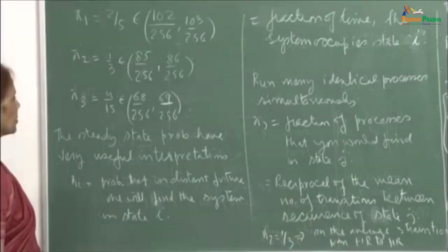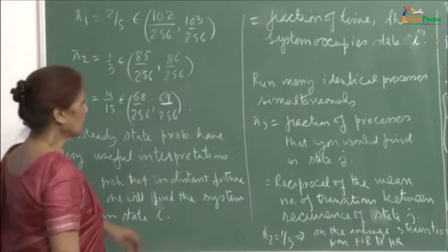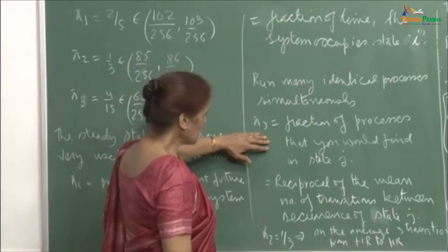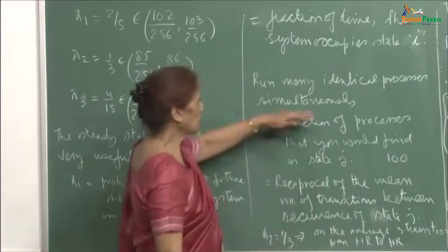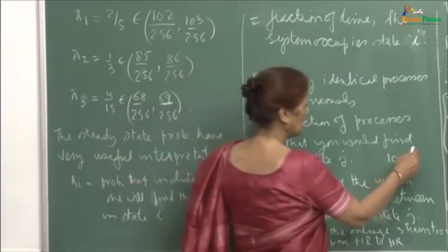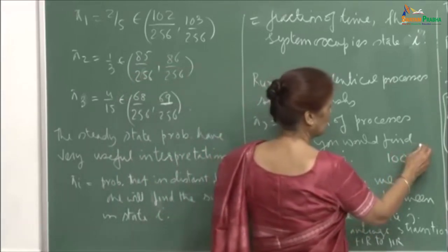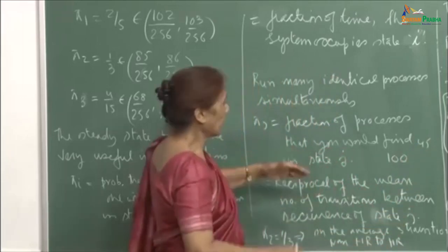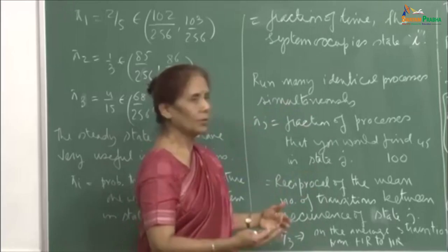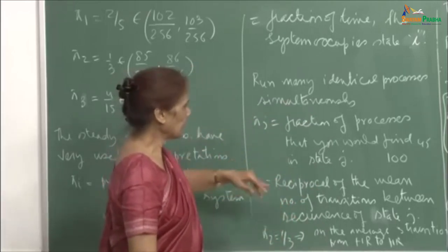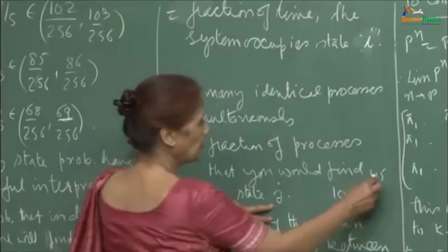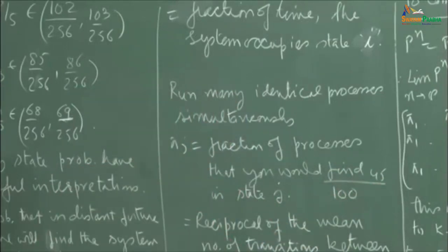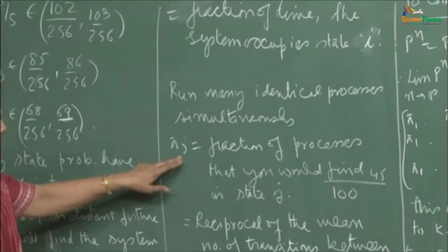Now, if you run many identical processes simultaneously, then pi j would come out to be the fraction of processes that you would find in state j. That means, suppose you run 100 identical processes simultaneously and you find that maybe 45 of the processes are in that state at that particular time. Of course, you let the processes run for a long time, and then after a certain period of time, you just find out how many of these processes are occupying state j. So, if that comes out to be 45, then your pi j would be approximately 45 upon 100. That will be the fraction of processes that you would find in state j.